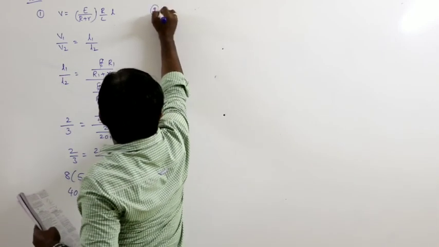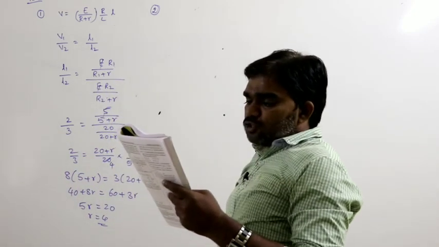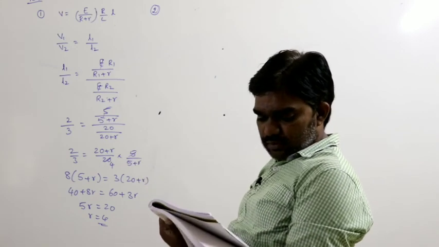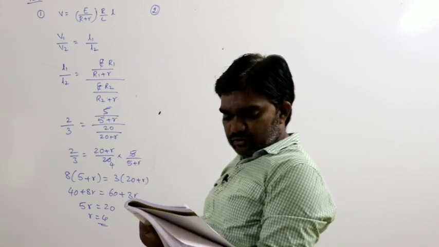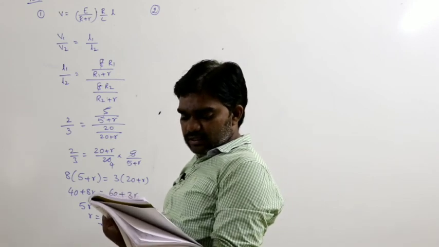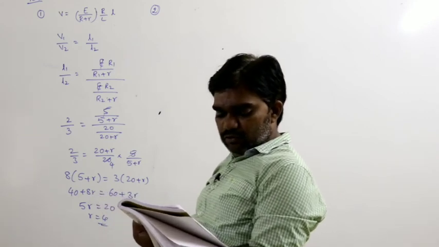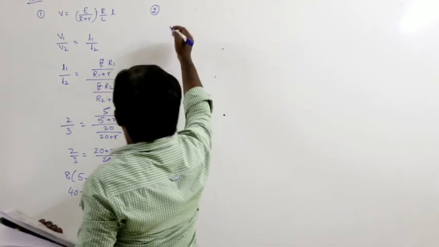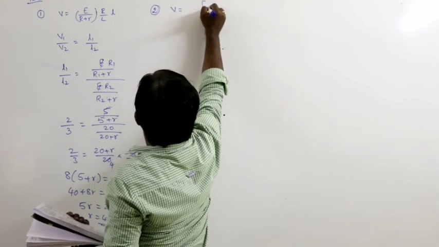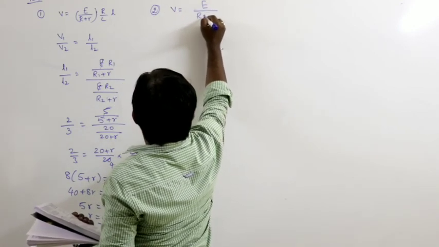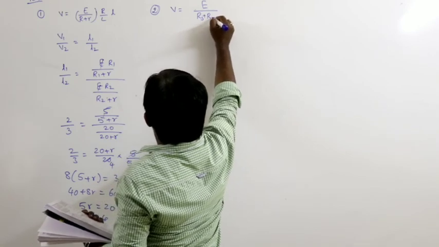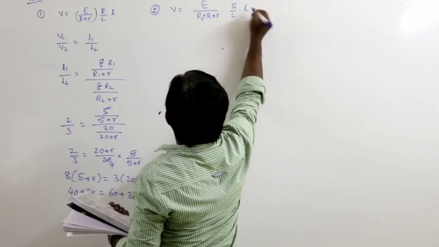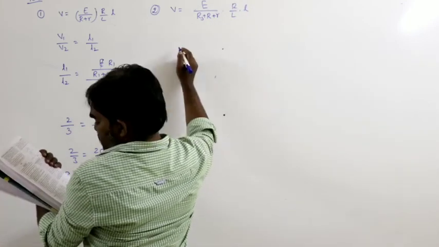Next, same case, second problem here. A potentiometer wire of length 100 centimeters has a resistance of 5 ohms. It is connected in series with a resistance and a cell of 2 volts of negligible internal resistance. A source of EMF 5 millivolts is balanced by 10 centimeters length of potentiometer wire. The value of the external resistance is? So V is equal to the general formula E by (R, the series resistance, plus R, the resistance of the wire, plus small r) into R by L into L. That is the situation.